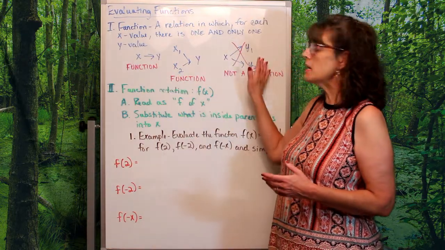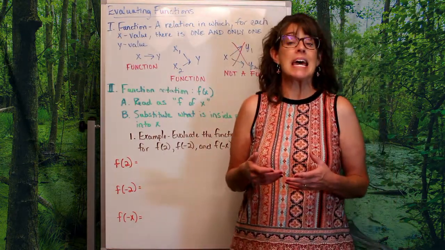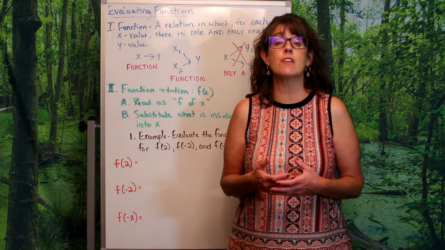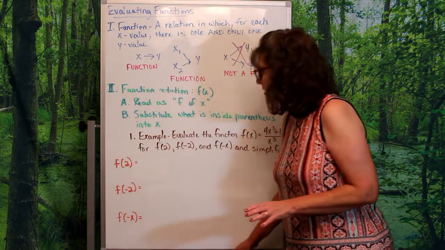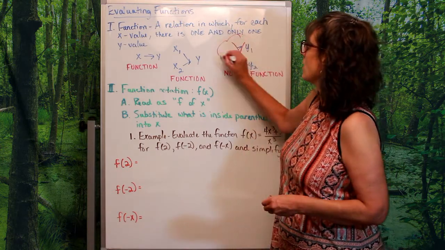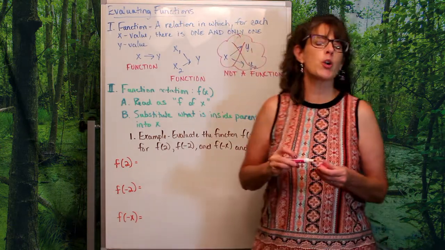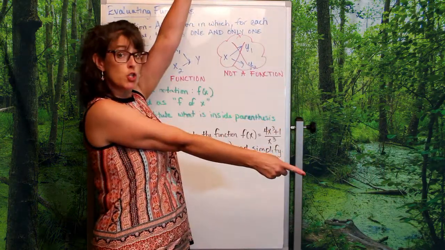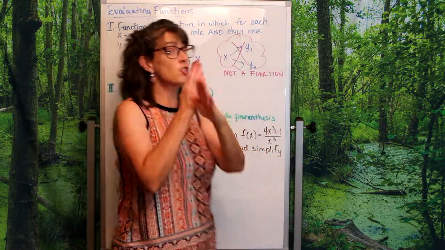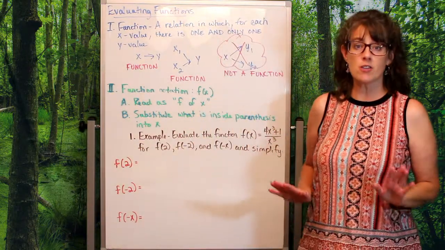Remember, we had these pictures that would help us remember this, and I said the easiest thing to do is to identify what is not a function. That's the easiest thing. What is not a function is this picture right here, and I told you to burn that picture in your brain. Whenever you have the same x going to two different y values, that is not a function. Everything else is a function.